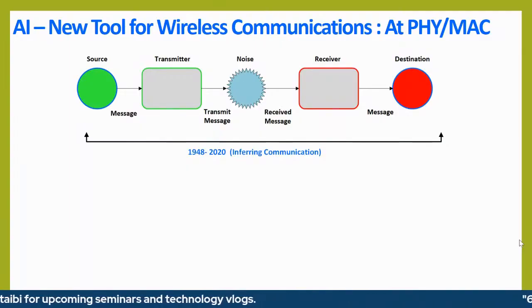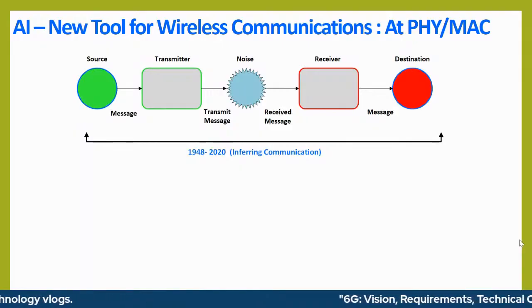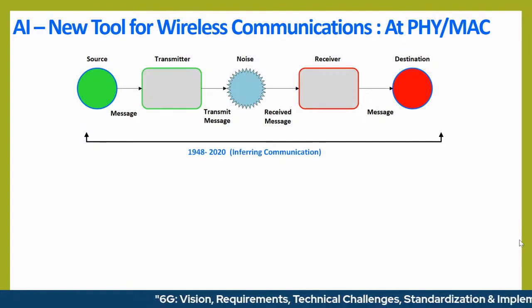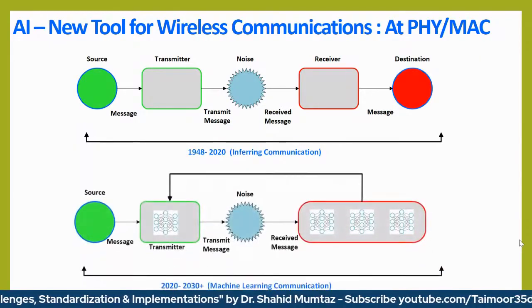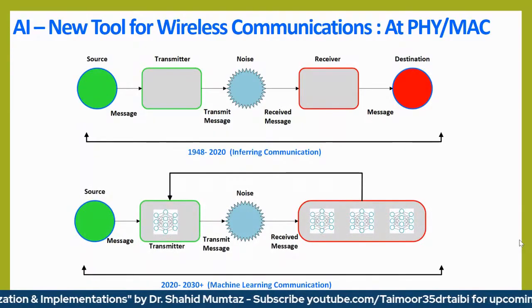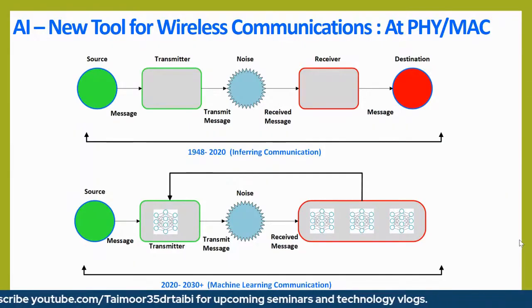communication model where we have a source transmitter, we add some noise, and then at the receiver we do some nice decoding to decode our messages, and then we reach the destination. So this is a very flat one-way communication from source to destination. In machine learning, we have a source, the same thing happens, but at the receiver we get a feedback back to the transmitter.